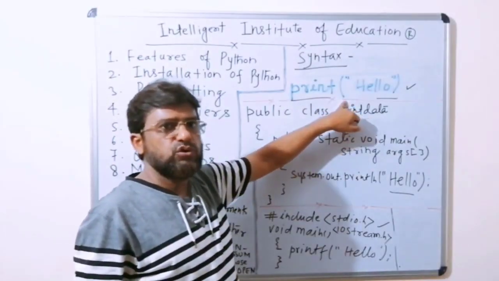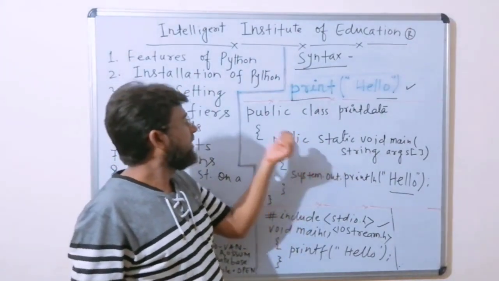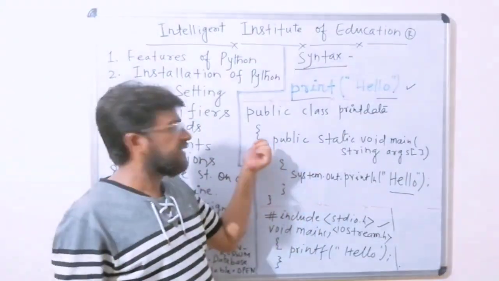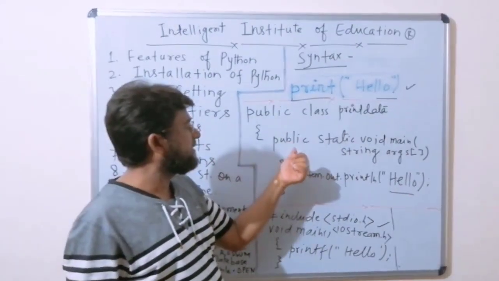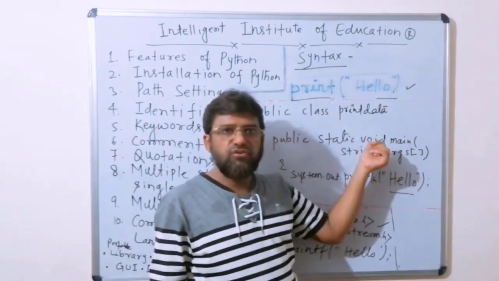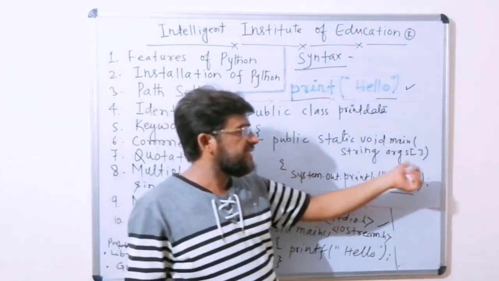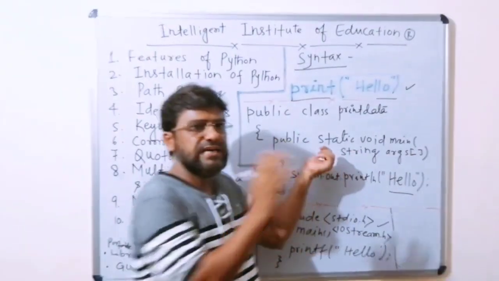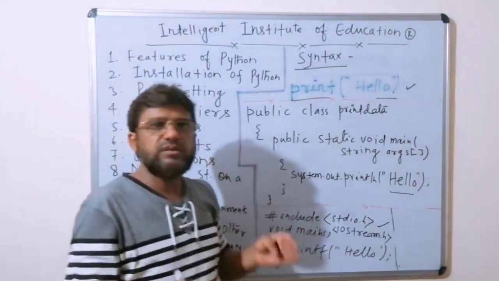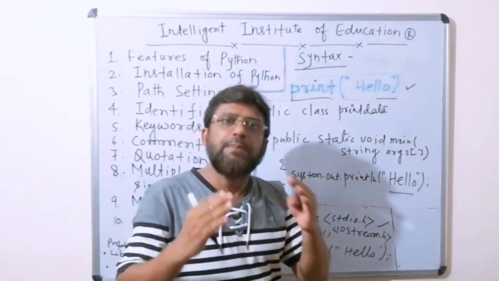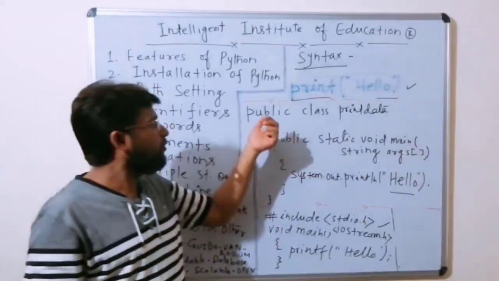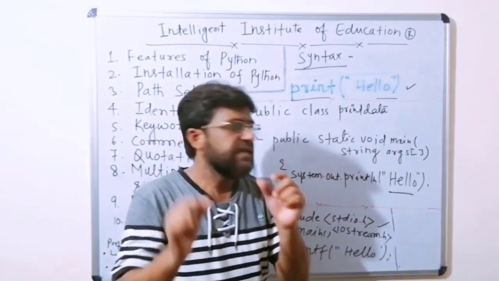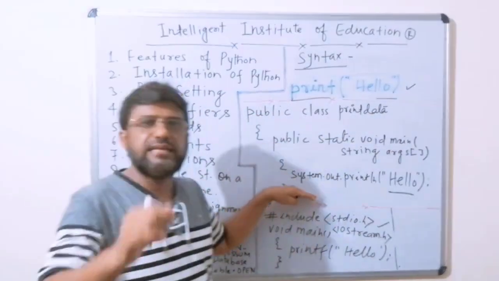Second, I am going to compare with Java. Here we have public class, the name of the class, then start, and according to the syntax we have to mention public static void main string args and close. Every word has some meaning, but I am not explaining that meaning; I only want to say how simple the syntax is that we use in Python. In Java also, to print one word hello, we have to write 3 lines.